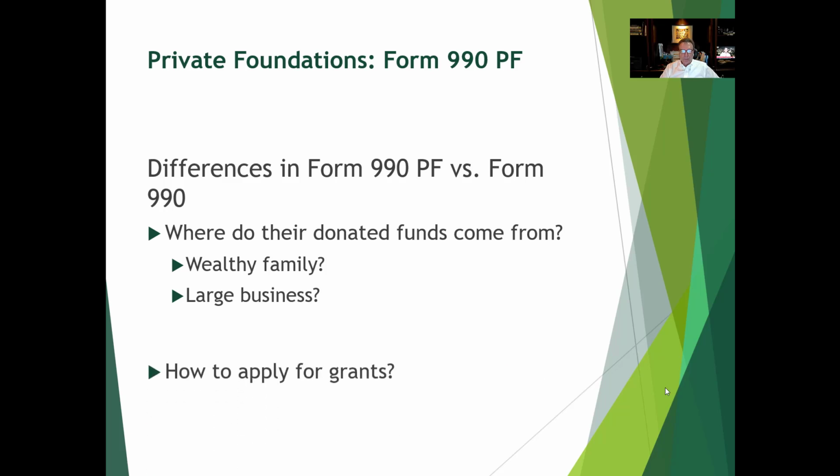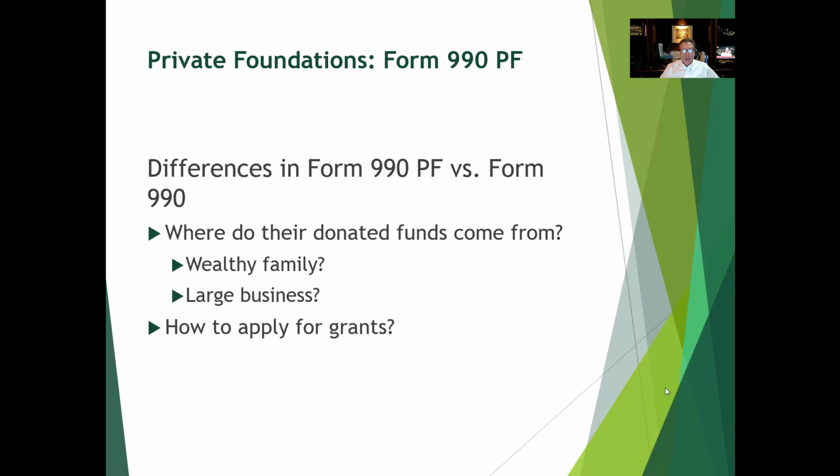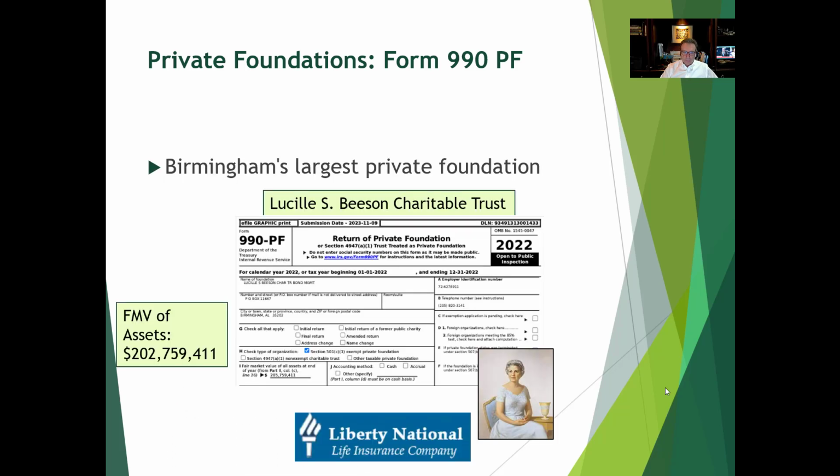So does Regions. The Form 990-PF will also tell you how to apply for a grant. Is there a particular form you have to use? And if they say use a form, you better use that form or they will reject your grant application. And they will tell you what the deadlines are.